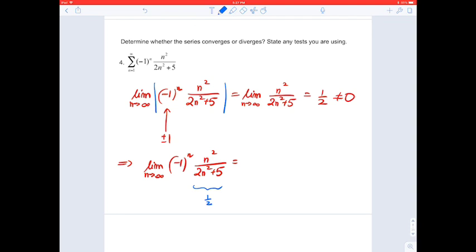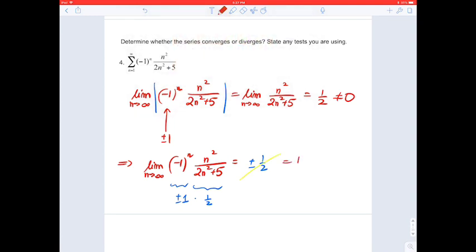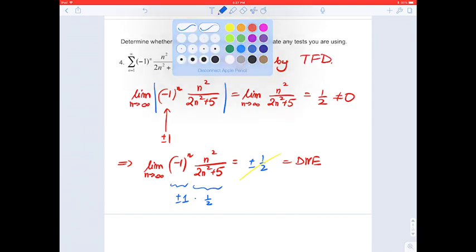Like the previous problem, this part is giving me 1/2, but this part is giving me positive, negative 1. That means I can't really say positive 1/2, negative 1/2, positive 1/2, negative 1/2. That means this limit doesn't exist as a finite number. It's simply undefined. If the limit is undefined, the infinite series is divergent by test for divergence.